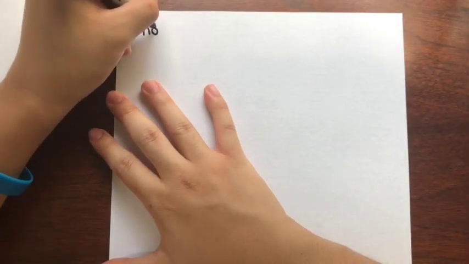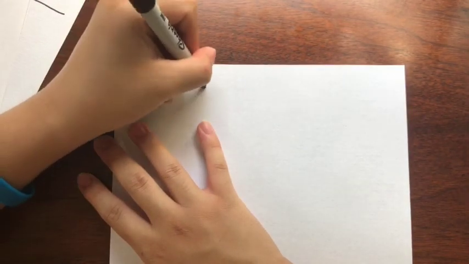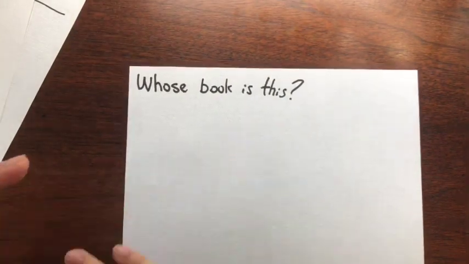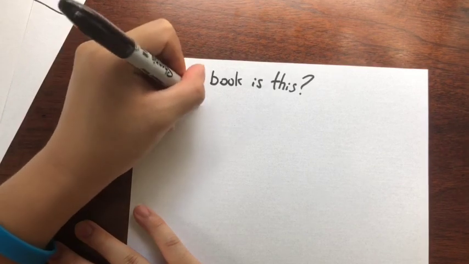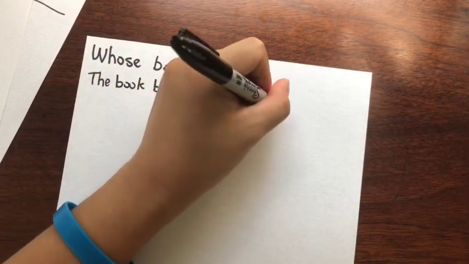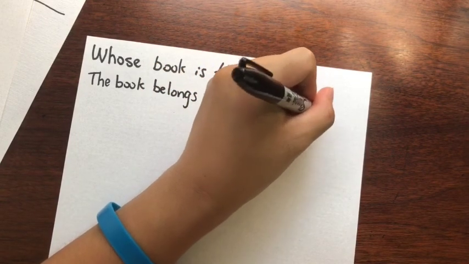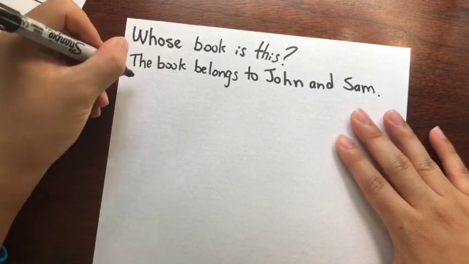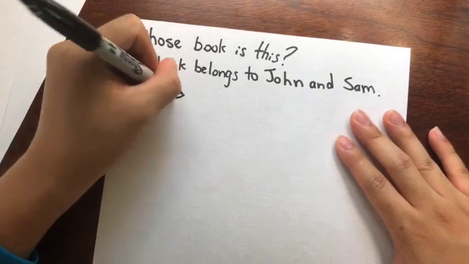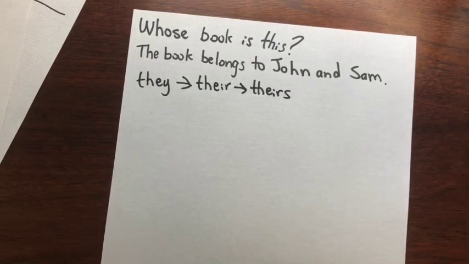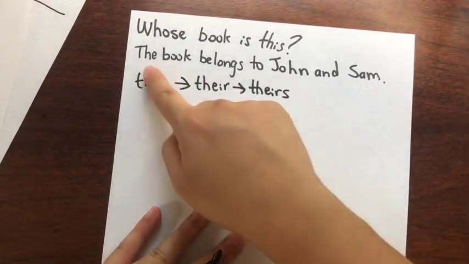Let's do a different question. Whose book is this? The book belongs to John and Sam. So John and Sam, the pronouns we use are they, their, theirs. So I want you to write sentences that show that the book belongs to John and Sam.